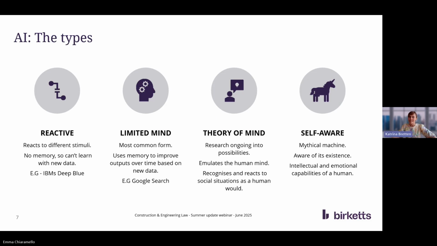AI can be categorised in several ways depending on the stages of development or the actions which are being performed. There are 4 stages of AI development commonly recognised, which I've listed here. The most prevalent of those is referred to as limited memory or limited mind AI. These systems can use memory to improve over time by being trained with new data, typically through artificial neural networks or other training models.